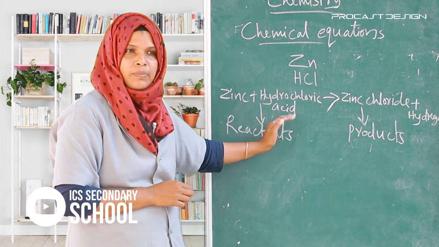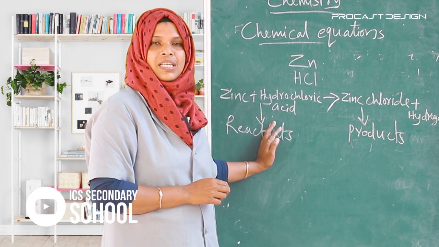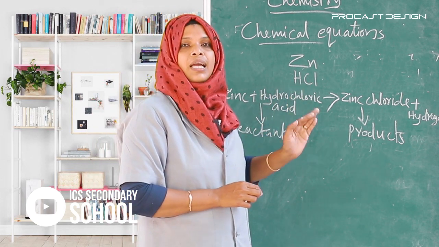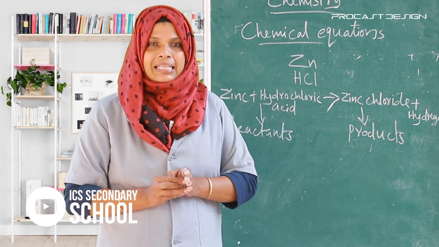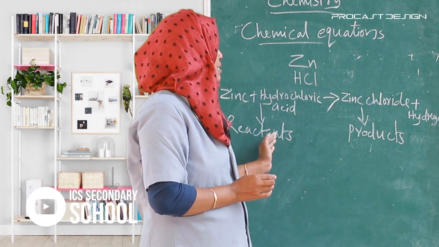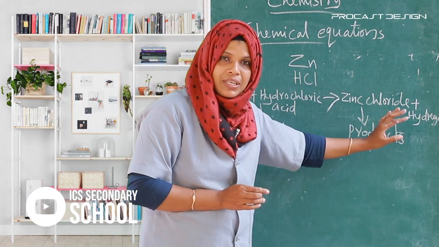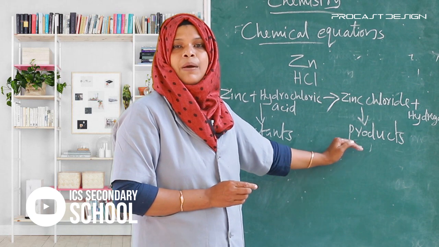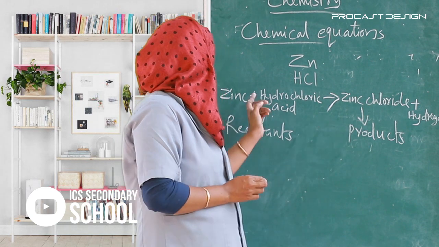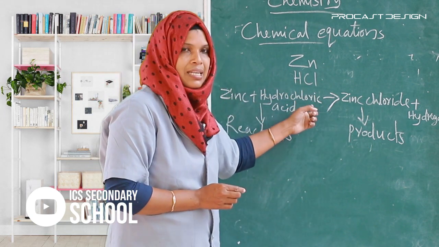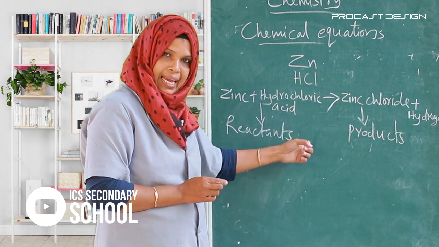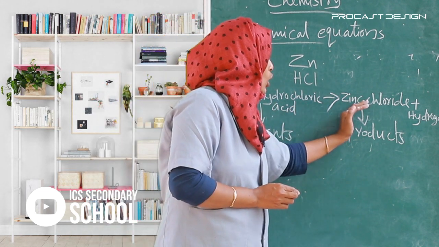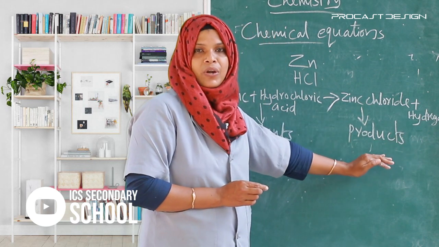First, what is meant by reactants? The substances taking part in the chemical reactions are known as reactants, and the substances formed after the chemical reactions are known as products. Here zinc and hydrochloric acid are reactants and zinc chloride and hydrogen are products.